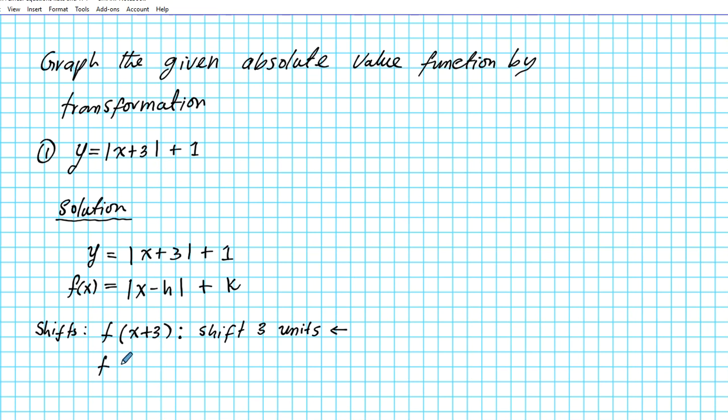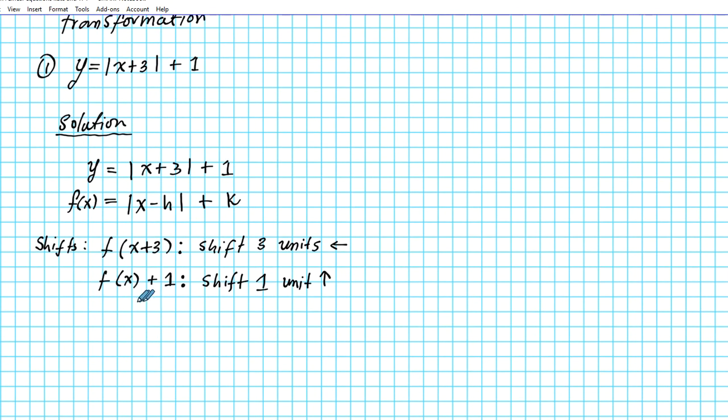And then we have the function plus 1. You have this plus 1 out there. Again, the function plus 1. So 1 is being added to the absolute value function. Okay? But since it's plus k, that means that the move will be in the direction you expect. So plus k affects the y. So this would be a shift 1 unit up. All right? So these two shifts will take us to a new vertex. And our new vertex is just a combination of h and k.